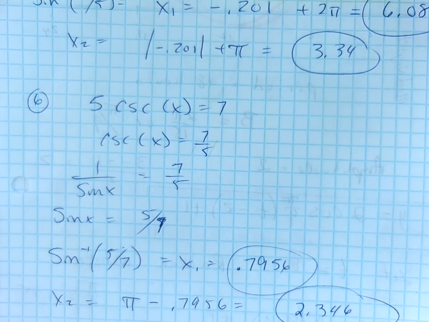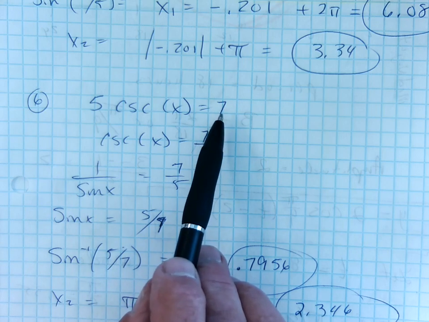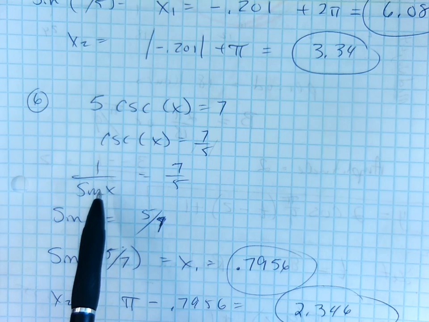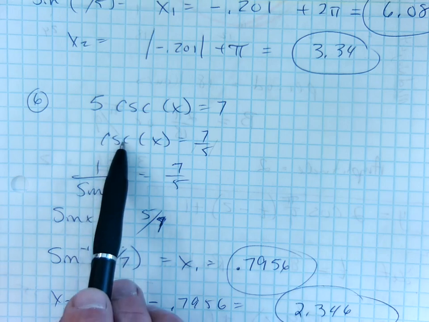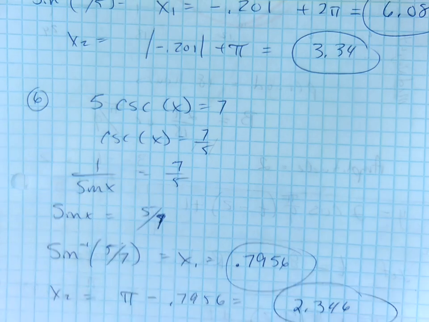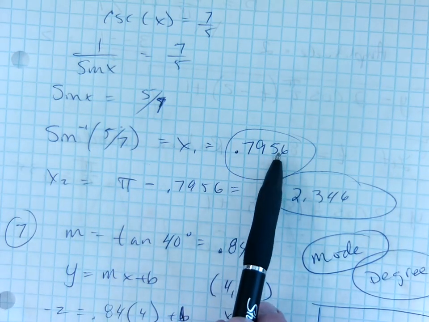Okay, 6. I'm going to solve. First of all, I divided by 5, but there is no cosecant, but there's a 1 over sine. So then I have cosecant, 1 over sine. Then I flipped both, made it sine is equal to 5 over 7. Went to sine inverse of that. Used my calculator, and I got an answer of about 0.7956.